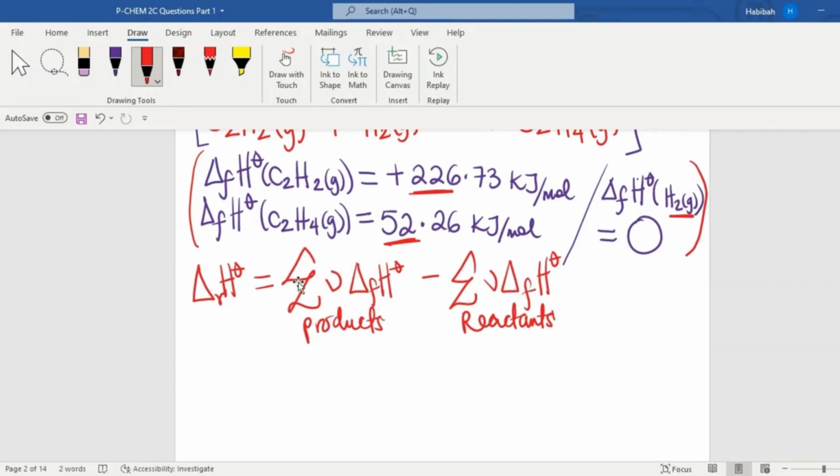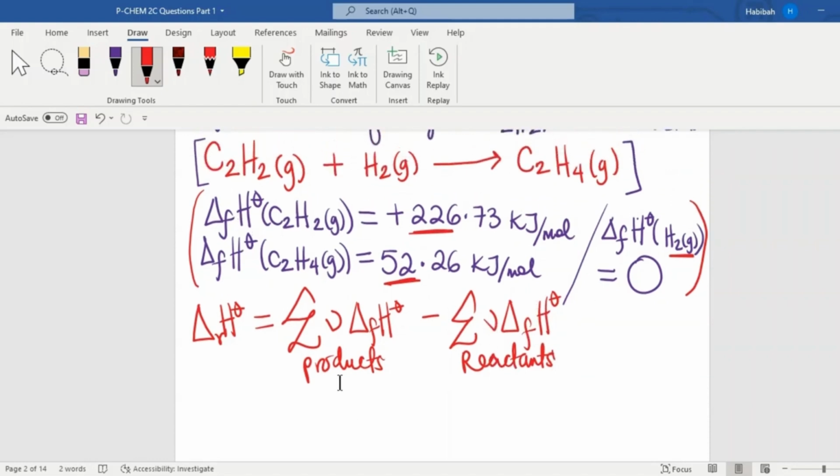So what this is telling you is that the change in enthalpy of reaction is equal to the sum of the change in enthalpy of formation for the products, and then minus the sum of the change in enthalpy of formation for the reactants. So I'm going to basically write all of this information down.